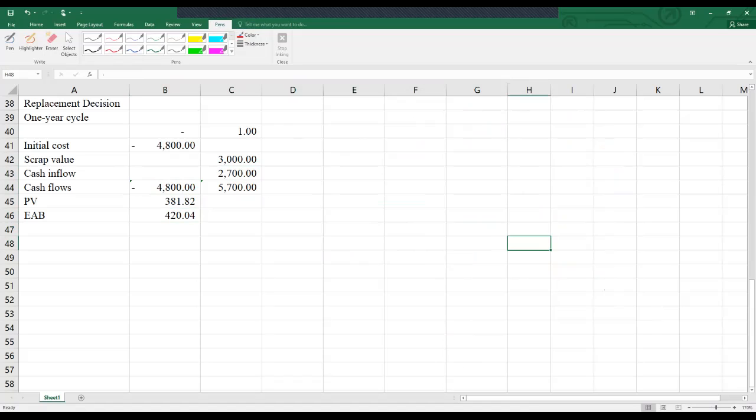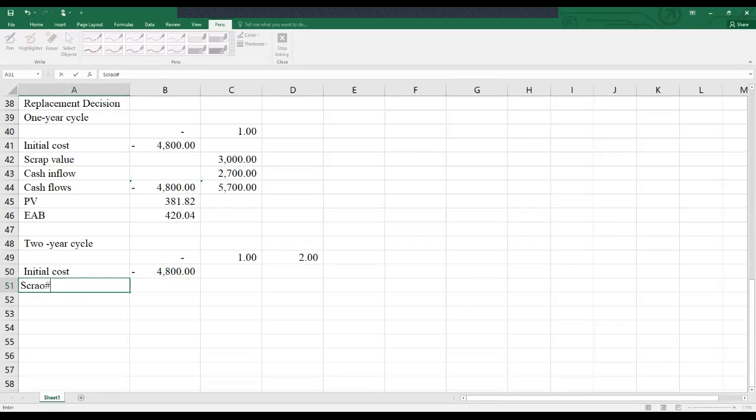Then what if you decide to use it for 2 years? Let me call this a 2 year cycle. The 2 year cycle means you buy it in year 0, use it for 2 years, year 1 and year 2, then at the end of year 2, dispose of it and buy a new asset. Therefore, the year 0 cost follows the same initial cost. How much do you pay? You pay 4,800, negative. Then in the final year, end of year 2, you dispose of the asset and get some scrap value. How much do you get? You get 1,900.